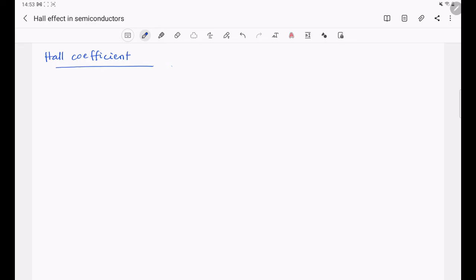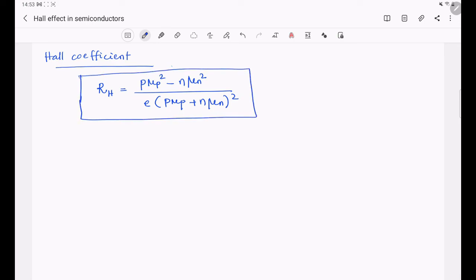Now, I will discuss the Hall coefficient. The Hall coefficient is given by RH, which is equal to p into mu p square minus n into mu n square divided by e into p mu p plus n mu n whole square. This is the general expression for the Hall coefficient. For the derivation of the Hall coefficient I will post another video. For the time being, we will discuss what the Hall coefficient is for p type and n type semiconductors. Let us consider a p type semiconductor.